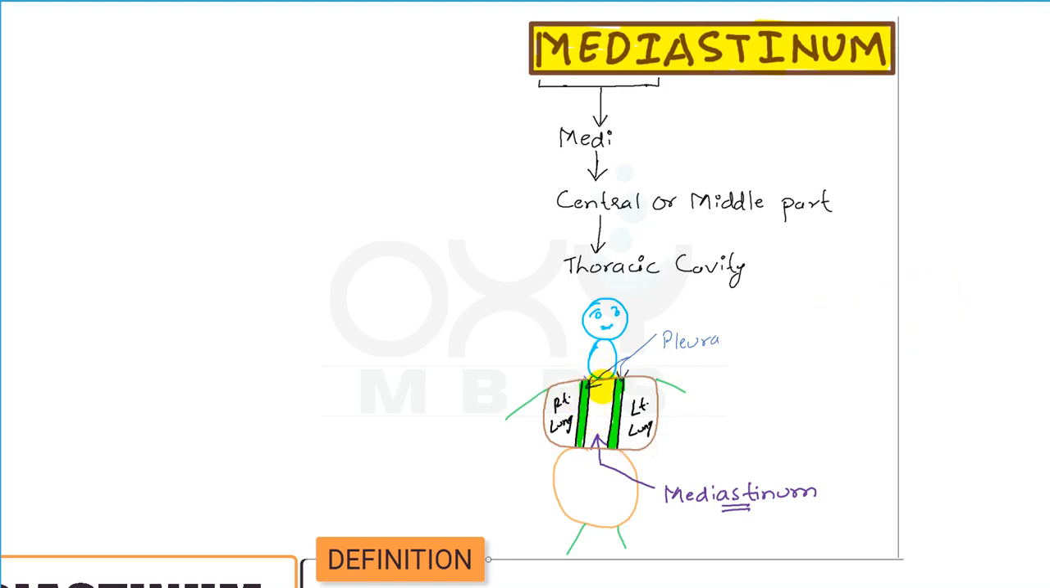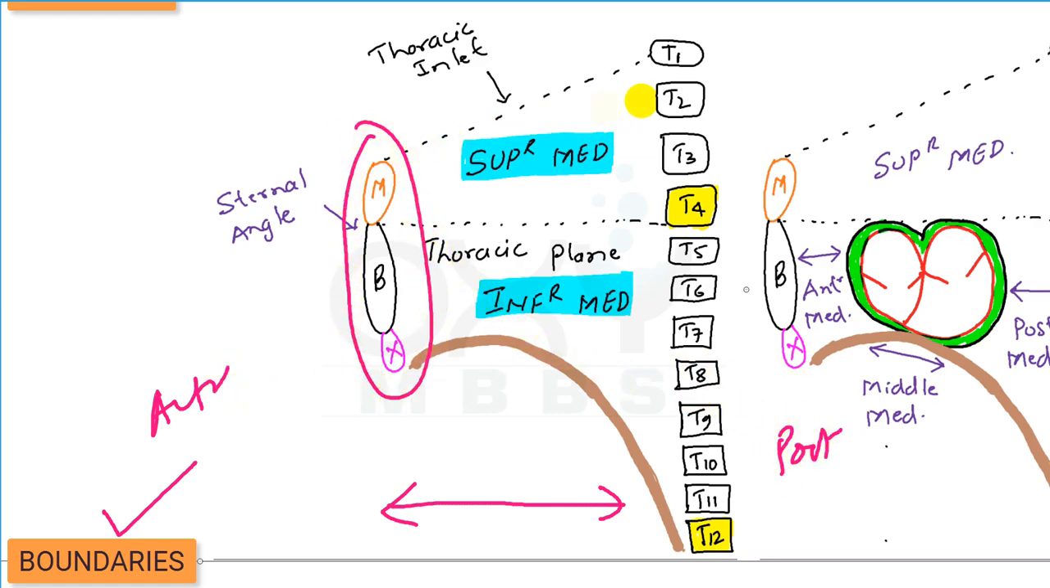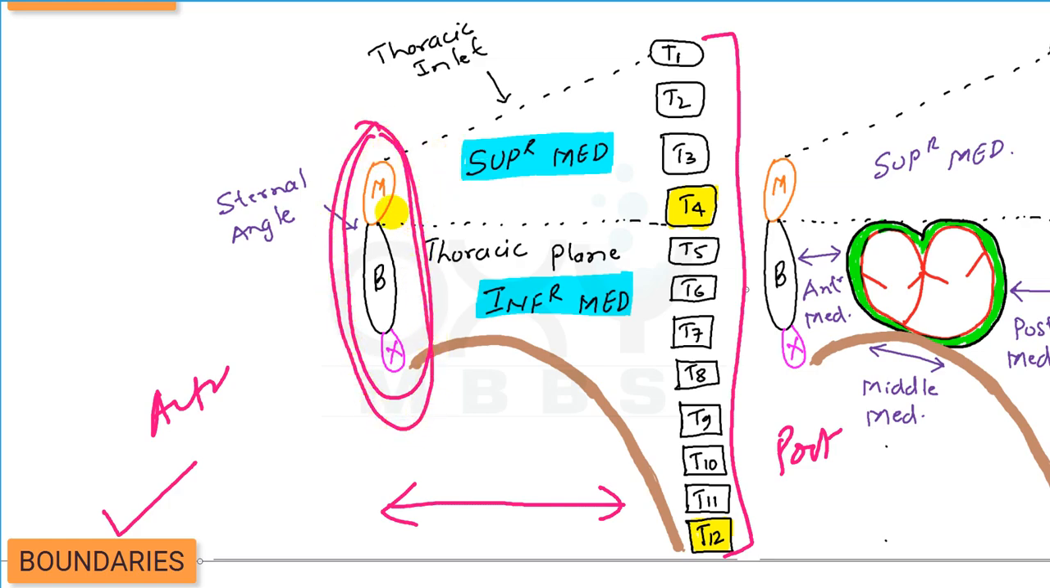Now what I am doing, I am taking sagittal section of the mediastinum. So this is sagittal section of the mediastinum, and with the help of this sagittal section we are now able to understand very well the boundaries of the mediastinum. So anteriorly this one is the sternum, and posteriorly these are the vertebrae from the T1 up to the T12. Now the sternum has three parts: manubrium, body, and xiphoid process.